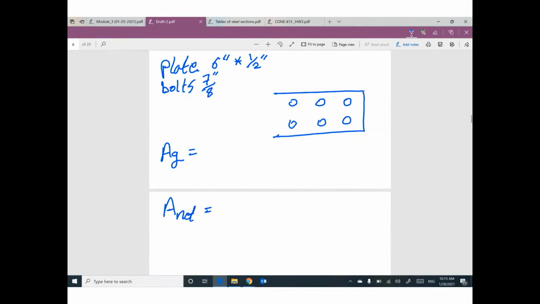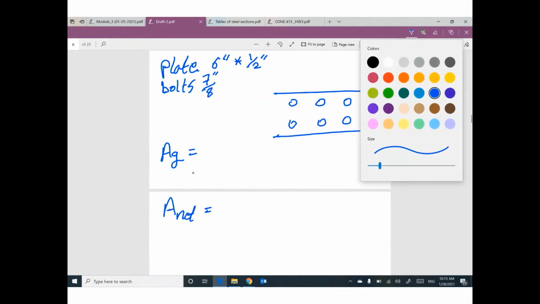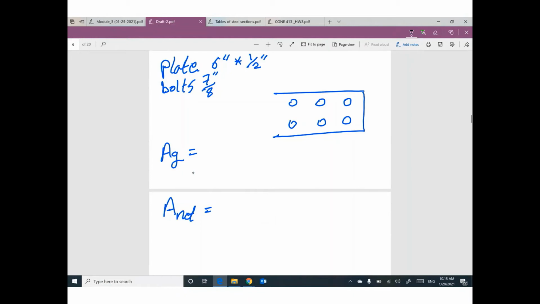Few questions like this in the FE exam. I'm not talking about PE, FE, piece of cake. So, what is the meaning of plate 6 inches times 1/2 inch? In real life this plate has a thickness like this. So 6 inches is this length, and 1/2 inch is the thickness of this plate. If you multiply 6 times 1/2, you get the gross area of this cross section.